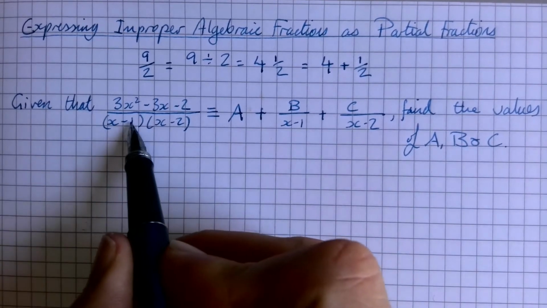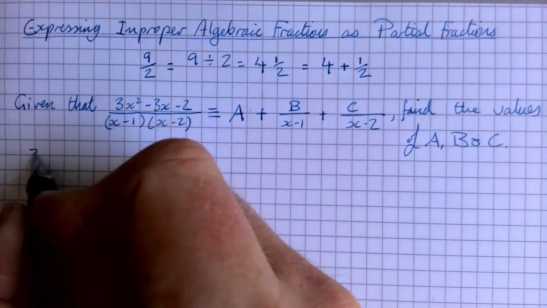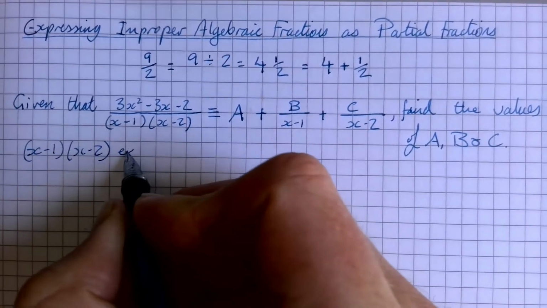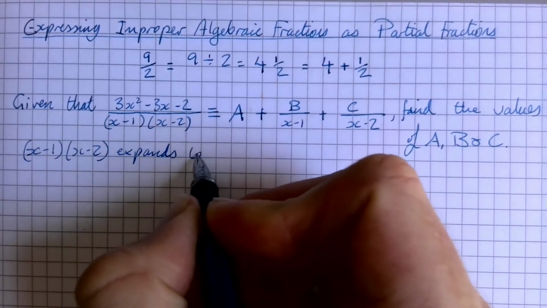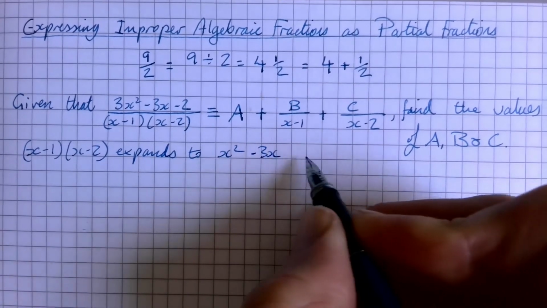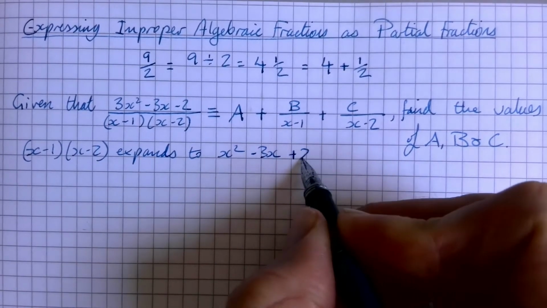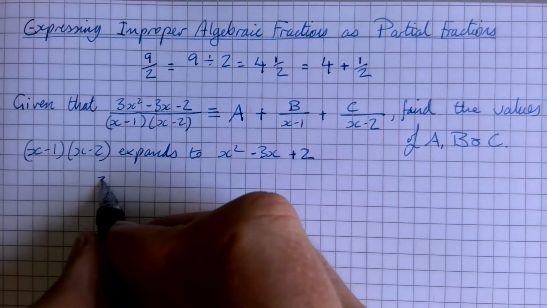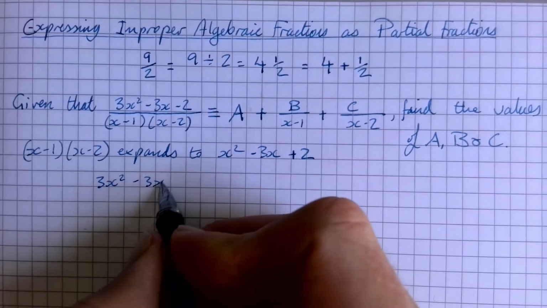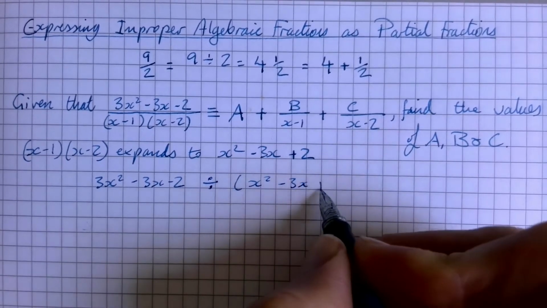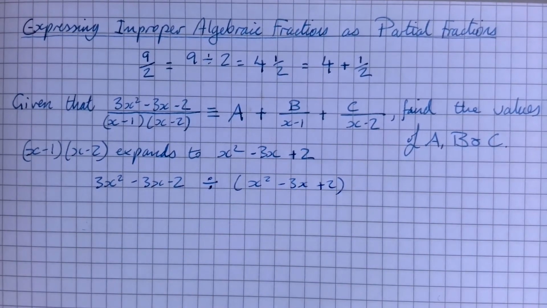Now, first up, I'm going to expand (x minus 1)(x minus 2). So that expands to x squared, take 2 and take another 1, take 3x, plus 2, doesn't it? And we're going to do 3x squared minus 3x take 2 divided by x squared take 3x plus 2. That's what we want to know. What is that divided by that?